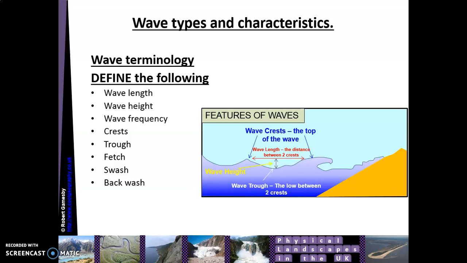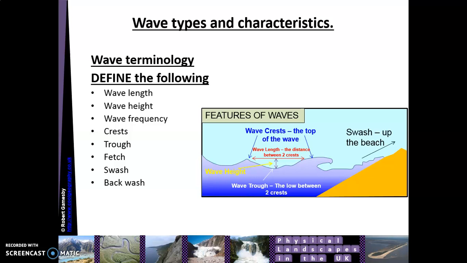The wave height is the difference between the crest and the trough. The wave height again is important to look at later on when we're looking at different landforms and erosional processes, because if you've got a higher wave height, there's going to be more potential energy compared to a wave that's got a lower height.